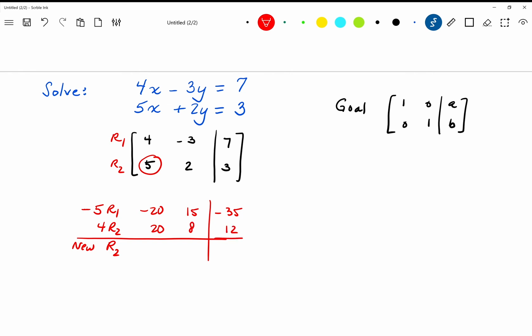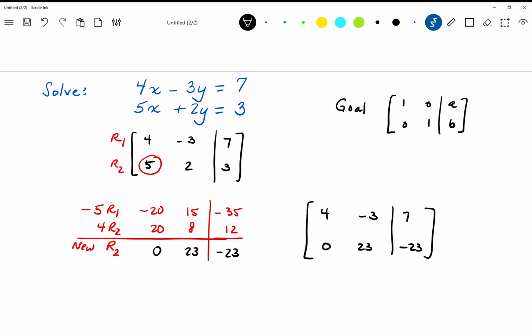So let's see what we get here. So adding those together, we get 0, which is what we want. This is 23, and I'm a little scared right now because 23 is not a nice number. But the right-hand side is -23, and that's a good thing. So that means my new matrix is 4, -3, 7, 0, 23, -23.